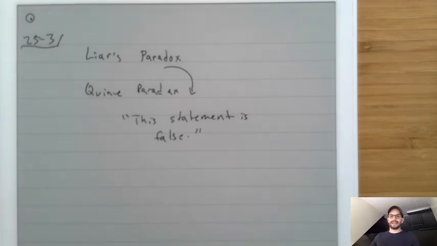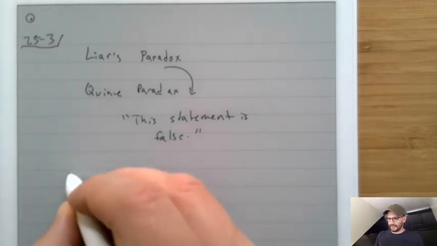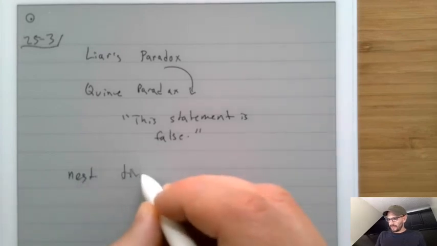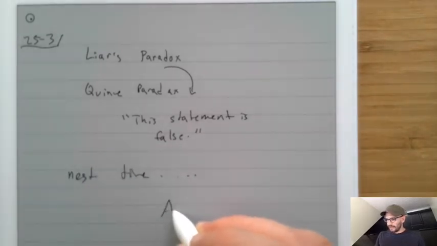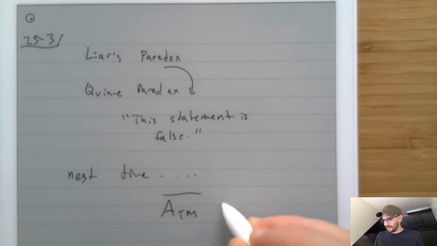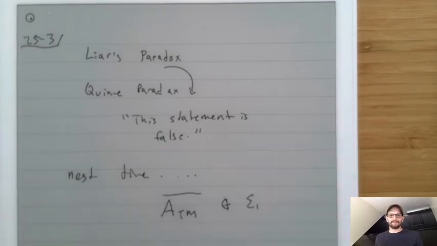Okay, so next time we'll prove the next thing. So I'll say next time, we will prove that the complement of ATM is not inside of sigma 1. Okay, so that's next.